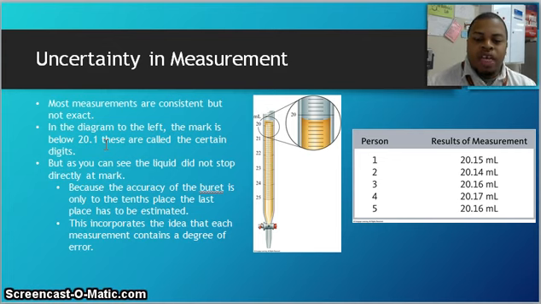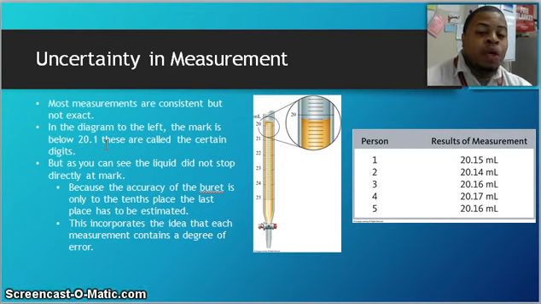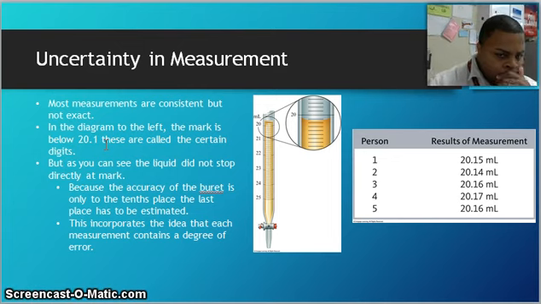But if we look at the diagram, there's no way for you to really tell what exactly it is, whether it's 0.14, 15, 11. The 20.1 is what we're going to call the certain digits. Those are the ones that we can guarantee we fall in line with. But that last digit, that's the one that's going to be estimated.